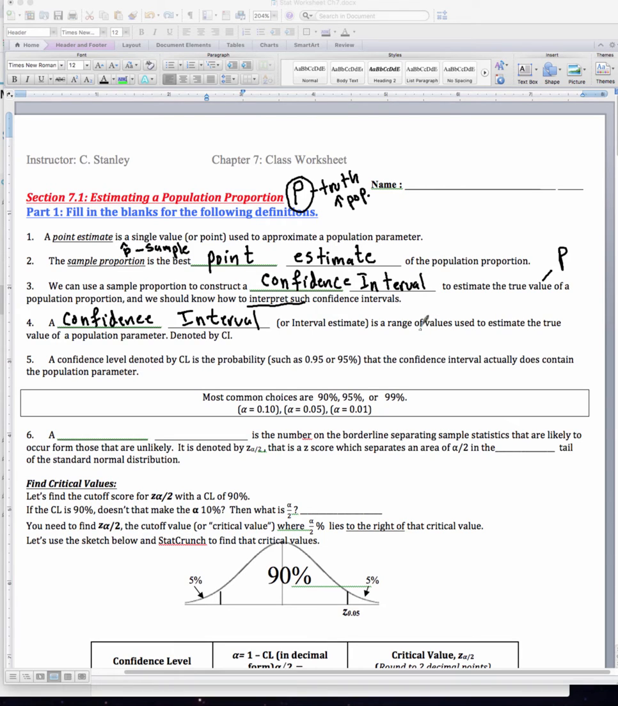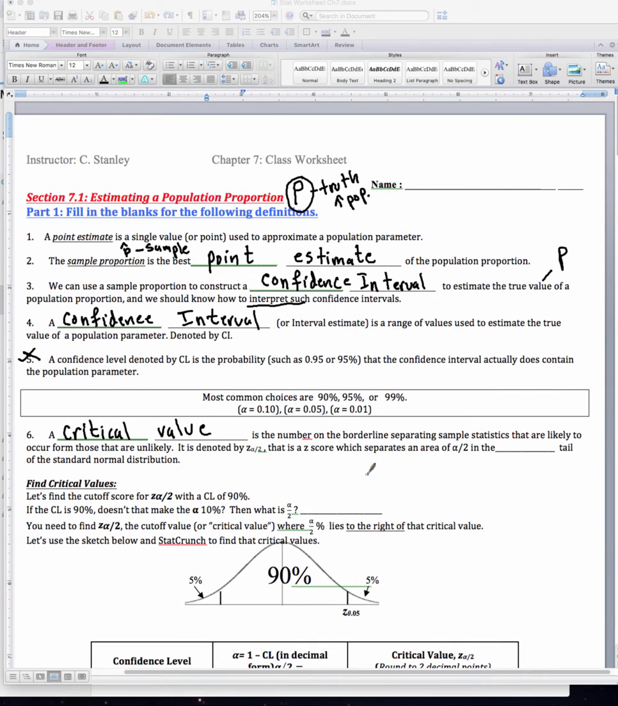Is a range of values denoted by a CI. The confidence level, number 5 now, is denoted by CL, is the probability... I don't like that definition too much. Okay, so this thing is called a critical value. We just did critical values. I just made a video on it yesterday.